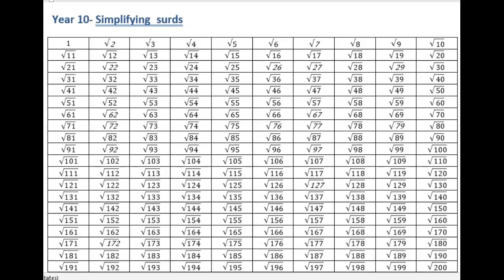The reason for doing this is it's quite methodical, but it also gives you an understanding of how we simplify surds. So if you're away, we're going to go through it again. So I suggest you print it out. If you don't have a printer, you're going to have to draw up the table and write all the surds.